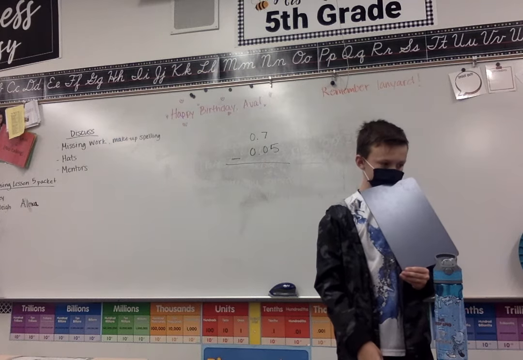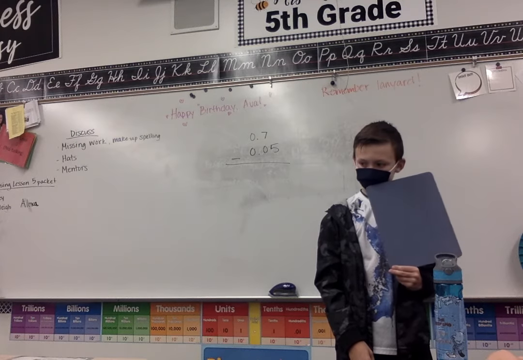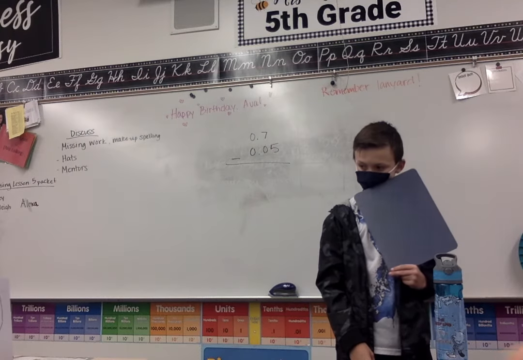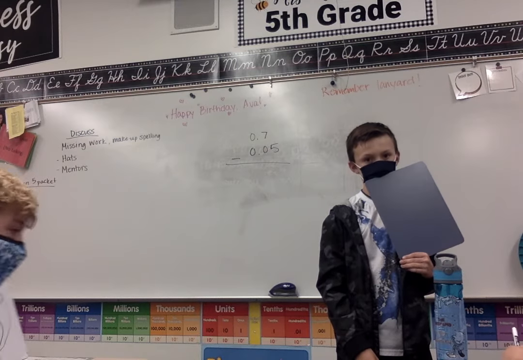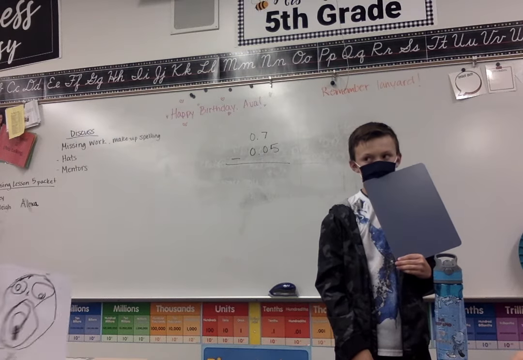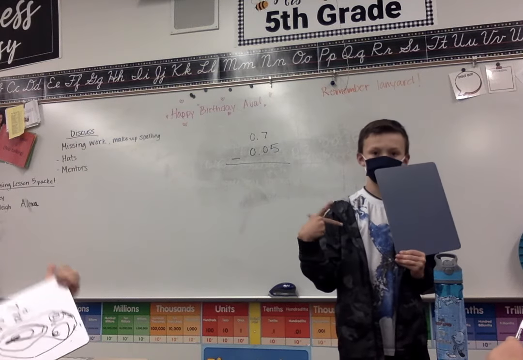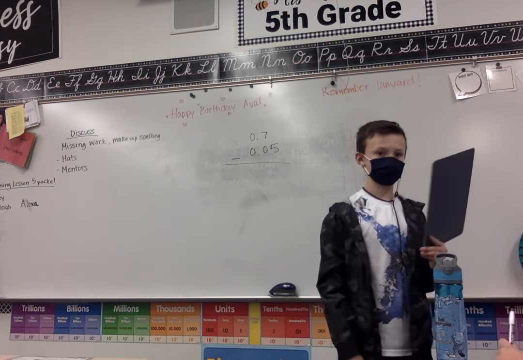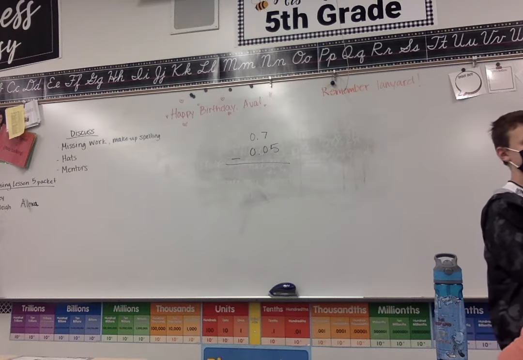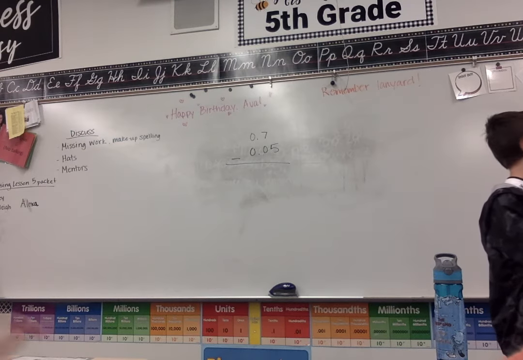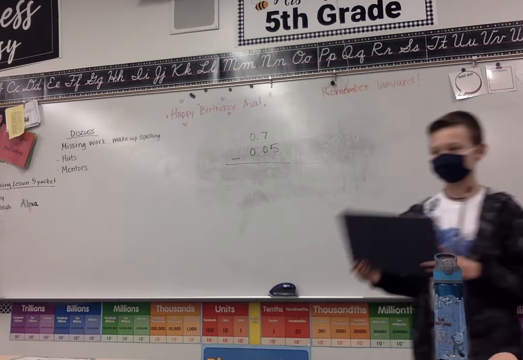And then 6 minus 0. And then what do we do with our decimal? And our decimal is right there. Is this correct? There you go. So we got 65 cents, or .65. Is this the best one?